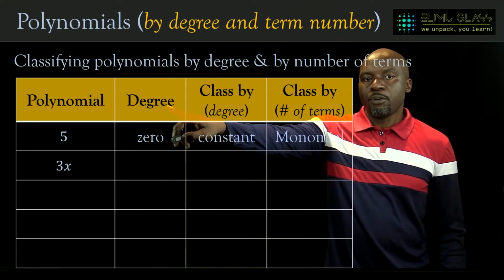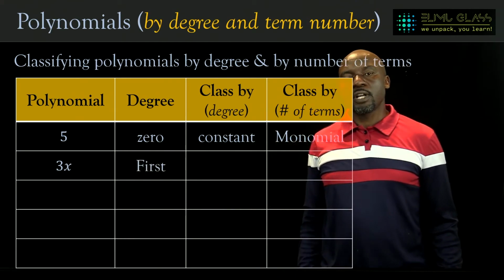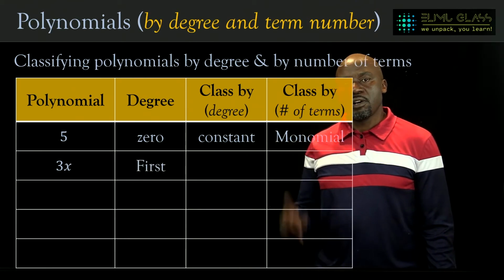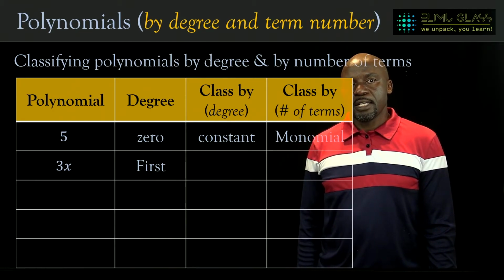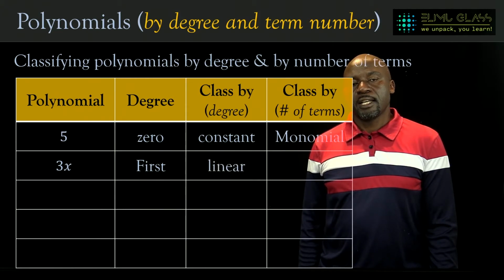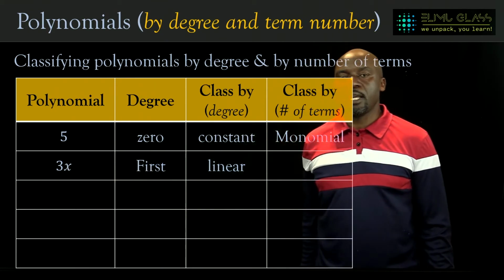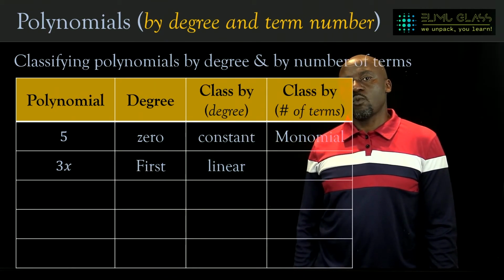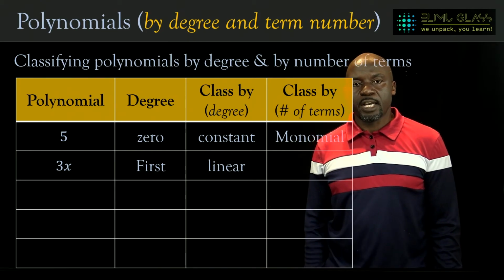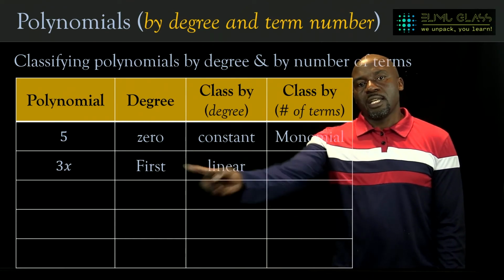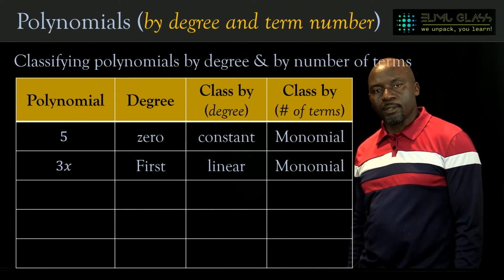Okay, the degree of the polynomial is 1 because the highest power there is 1. Okay, so we say degree 1 or first order polynomial. Okay, class by degree, we refer to that as a linear polynomial because the highest power there is 1. So if the highest power of x is 1, then we'll refer to it as a linear polynomial, or polynomial of first order or first degree. All right, since it is only one term, with that polynomial there is also a monomial.